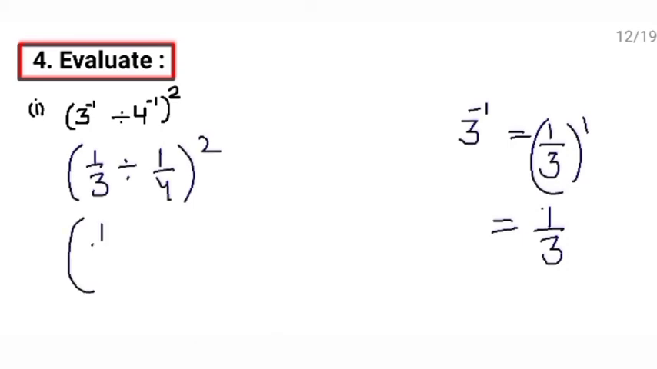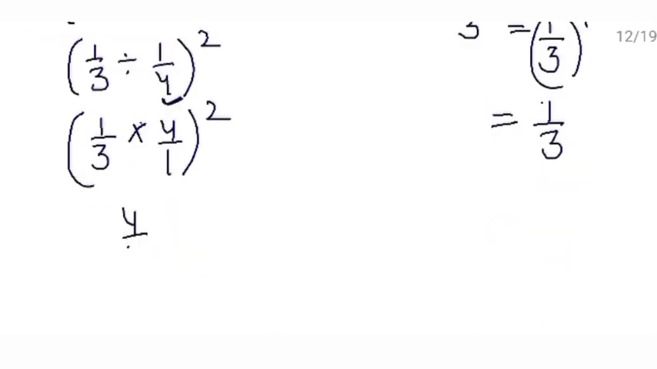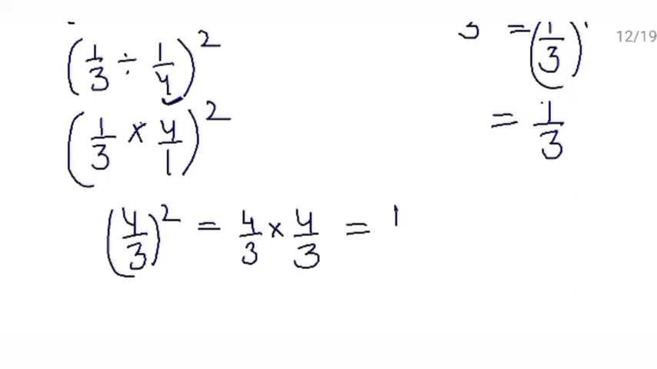Firstly solve the bracket. Write the first rational same. When you divide the rational numbers, what do you do? You write the first rational number same. Replace the division sign by the multiplication and then write its reciprocal. Its reciprocal will be 4 upon 1 and the power will be 2. 4 ones are 4 upon 3 ones are 3. Power is 2. It means 4 upon 3 will be multiplied by itself 2 times because the power is 2. 4 4s are 16, 3 3s are 9. This is your answer, 16 upon 9.